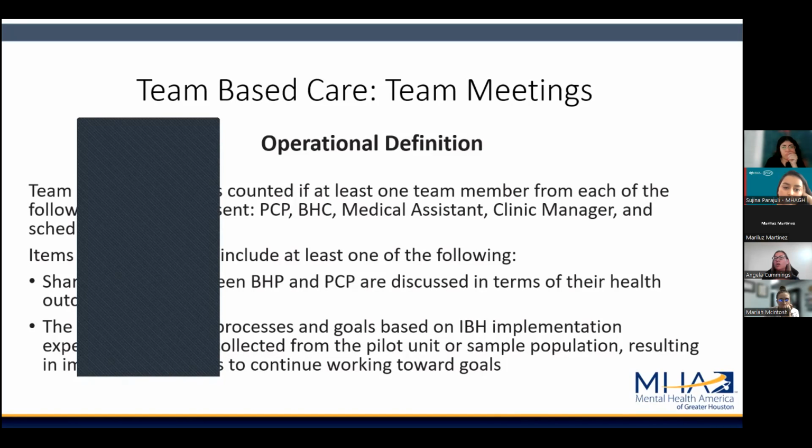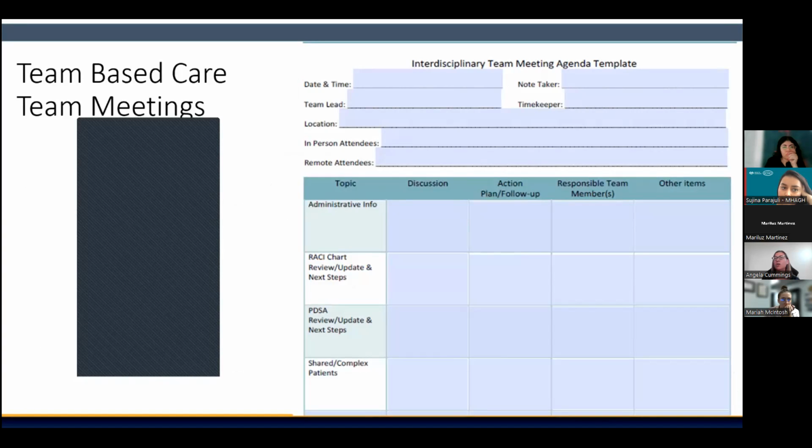But then also talking about the processes. How is it actually going? Are people able to do the things that are expected of them? Are you seeing the outcomes that you were expecting to see? What tweaks do you need to make to your system? So in those meetings, you can have a standing agenda template so that you're not doing something different every single time, but you've got different levels.